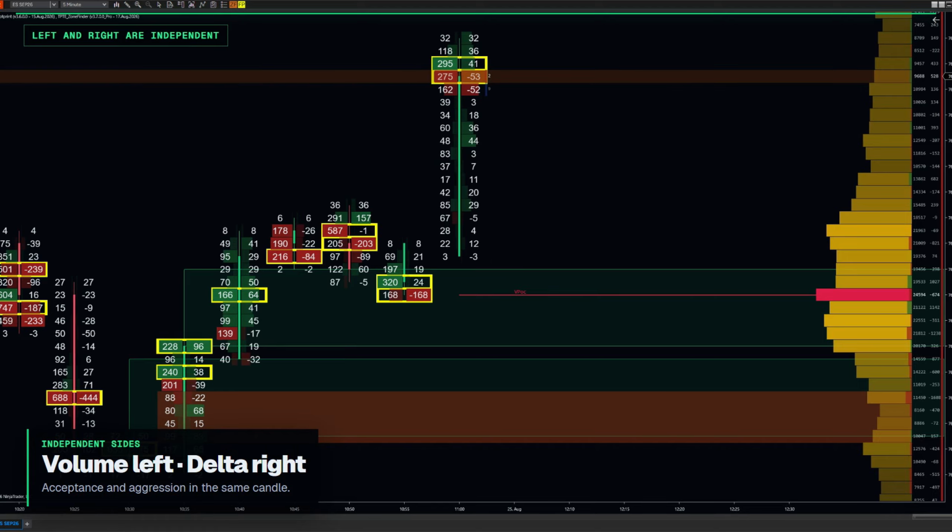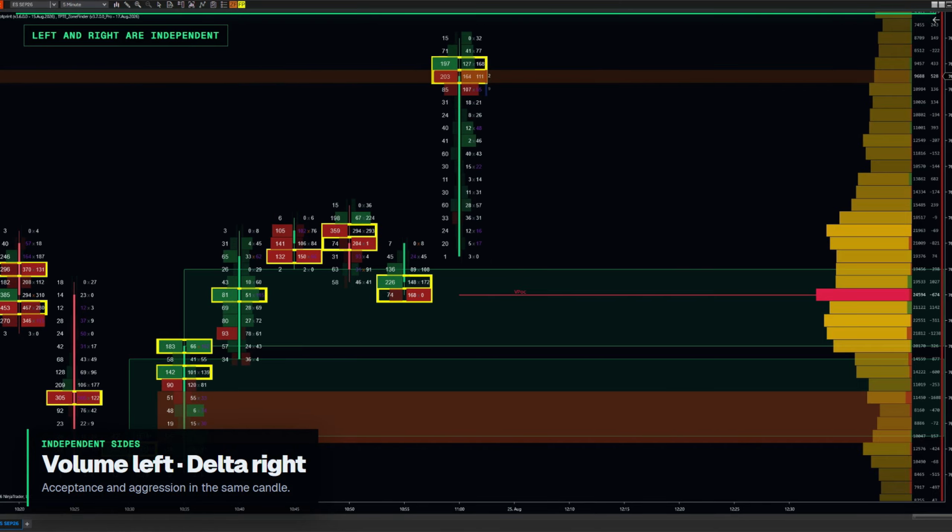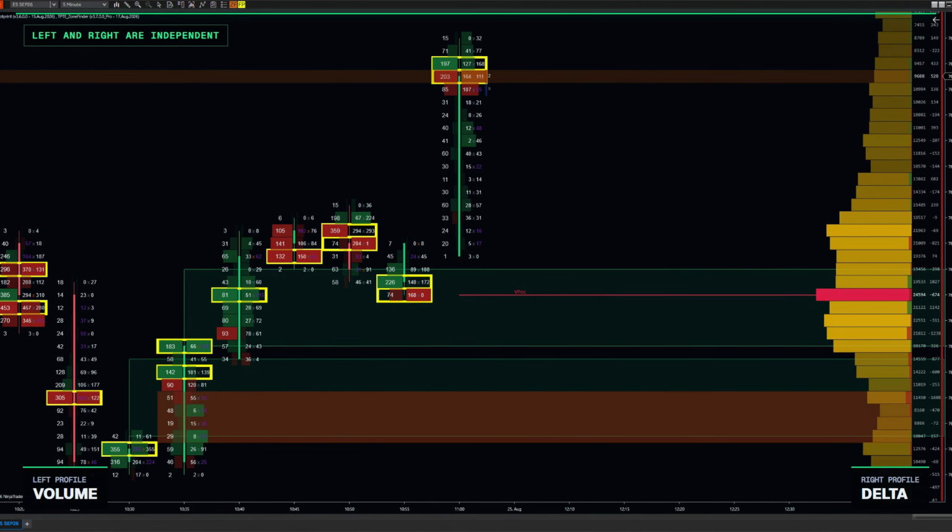The left and right sides are independent. We can map volume on the left for acceptance and delta on the right for aggression. Text can also change separately. Trades on one side, bid by ask on the other. That compares execution count with executed buying and selling inside the same candle.